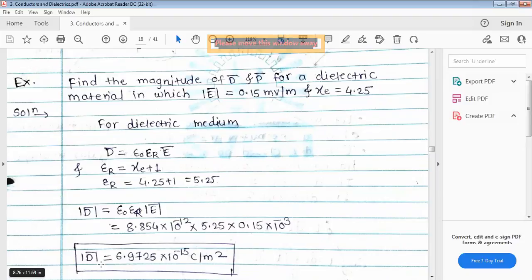Shiv Sharan, roll number 46. Shiv Sharan, present. Akshay, Rani. Yes, ma'am. Okay, solving na example.